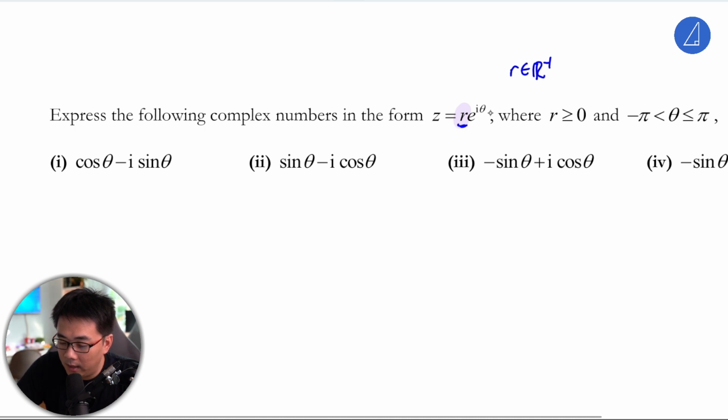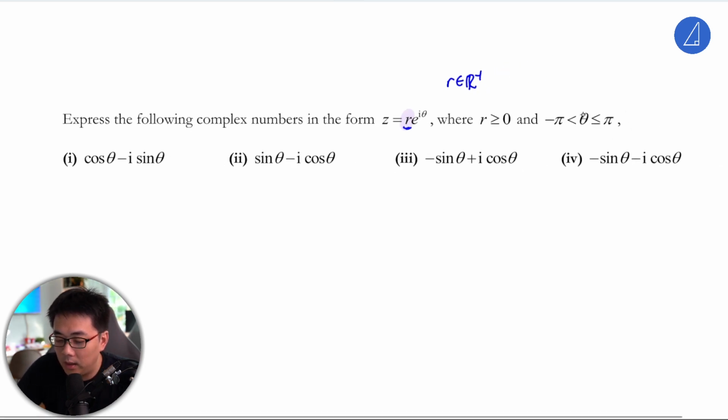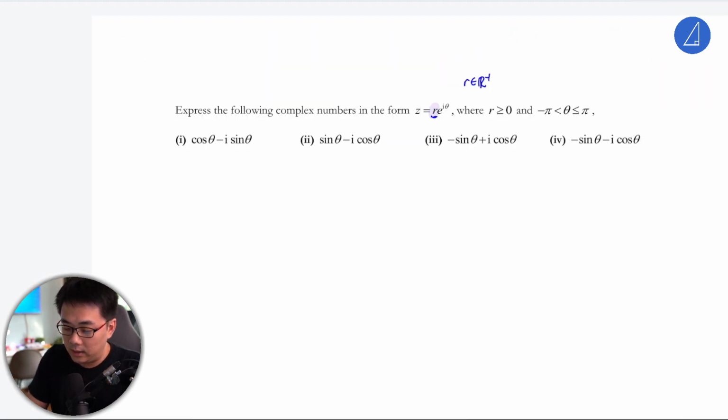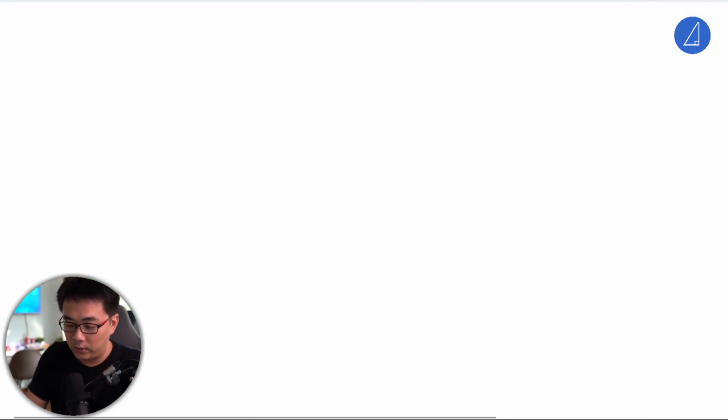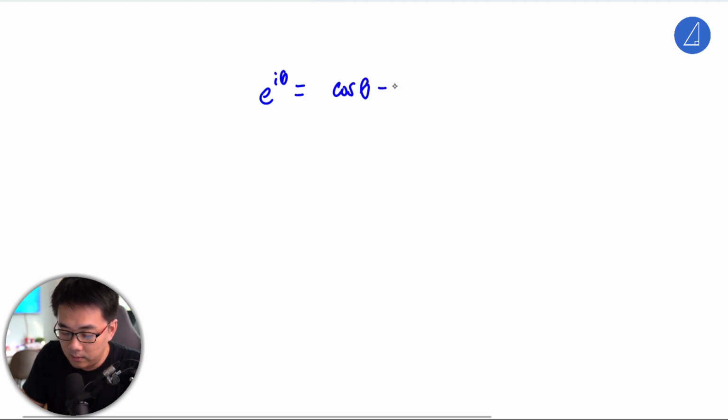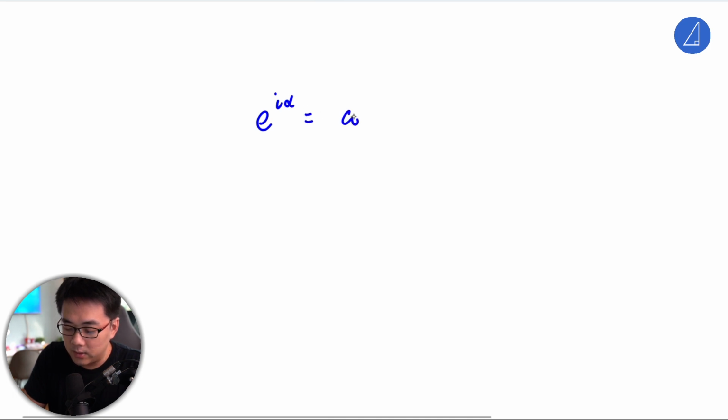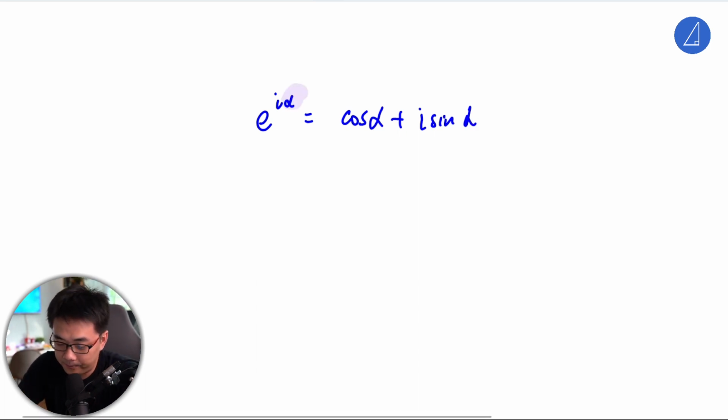And theta has to be the principal argument, we know that. Also, what we need to know in this case is that e^(i theta) is cosine theta plus i sine theta, or rather e^(i alpha) is cosine alpha plus i sine alpha. And it has to be the same alpha.